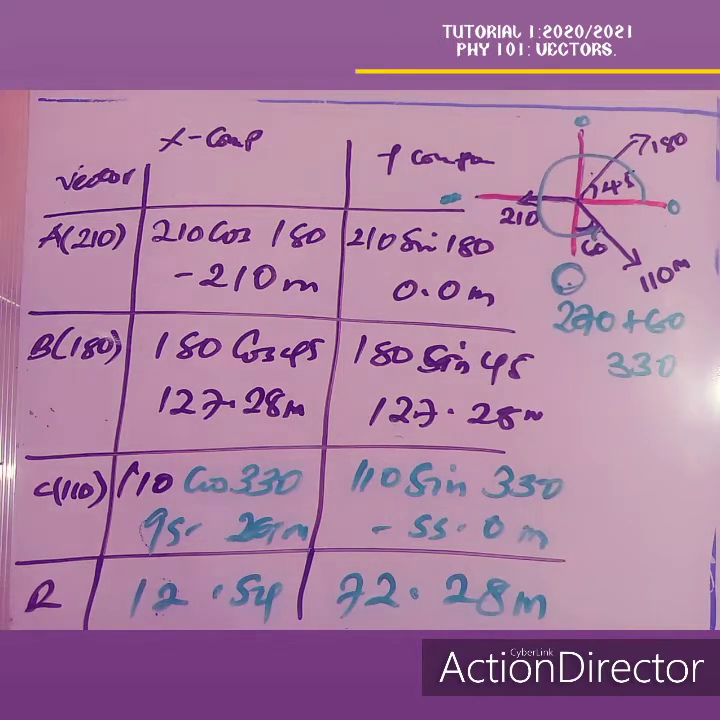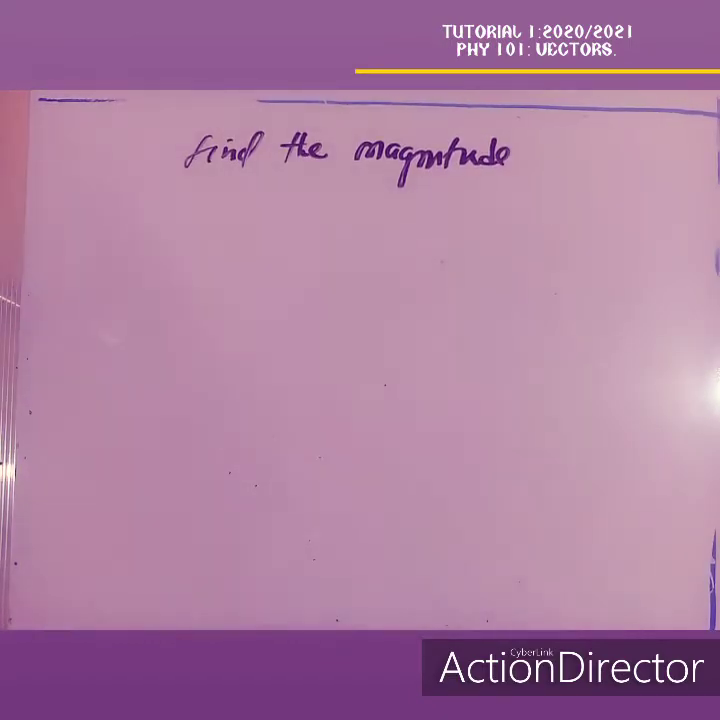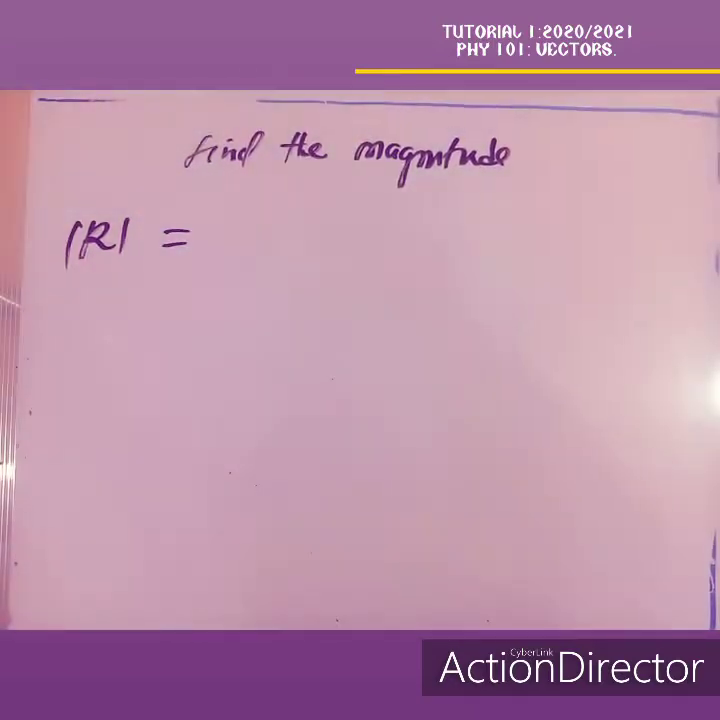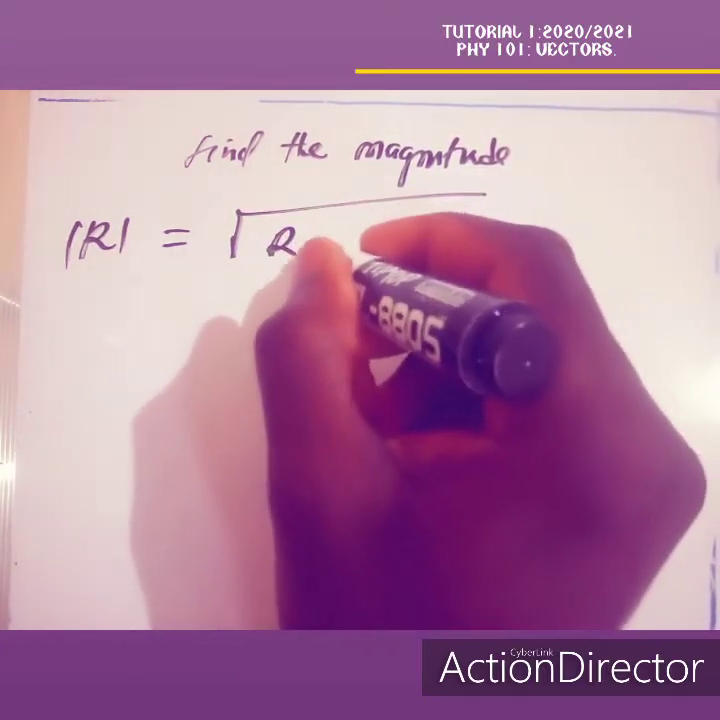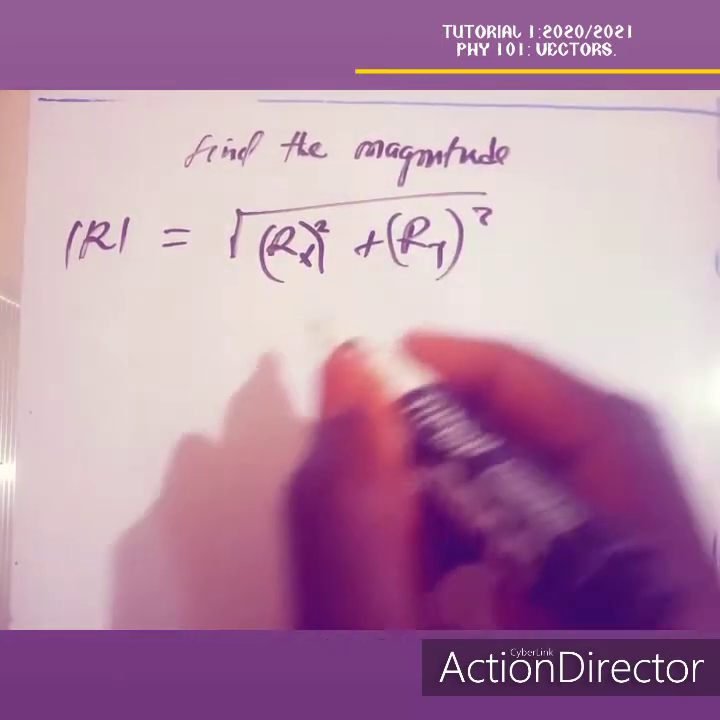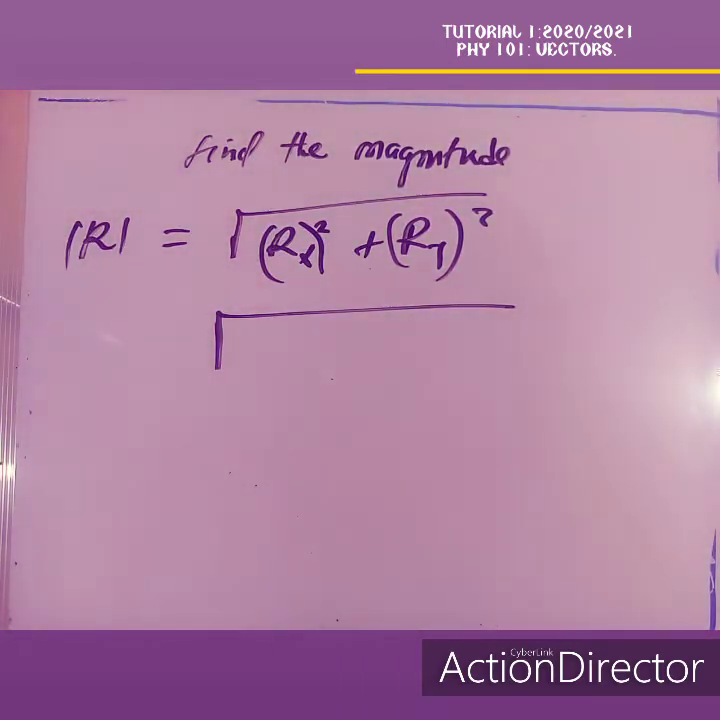Now, what do you do with our resultant? Mind you, we are not done. We need to find the magnitude of this vector d, which we've been asked. So what we'll do next is finding the magnitude. Magnitude r is equal to the modulus, the absolute value of r, which will be equal to the square root of rx squared plus ry squared.